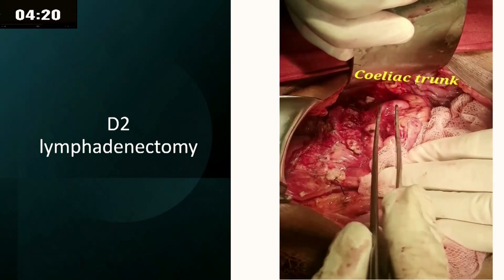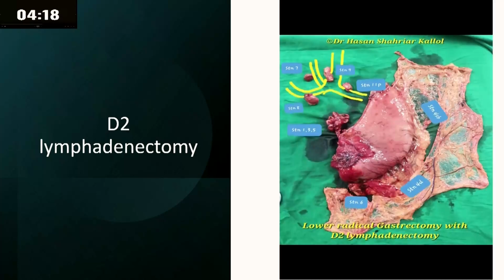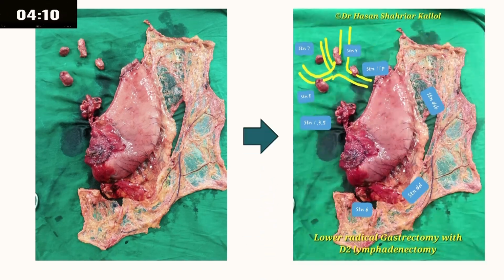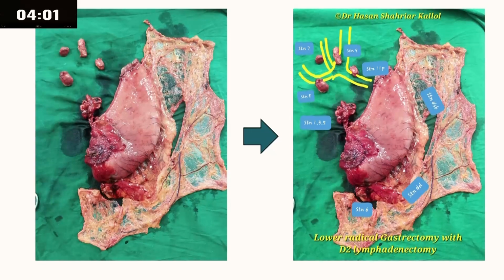This is the celiac trunk. And this is a specimen. So this is a specimen of lower radical gastrectomy, and here, after clearing the blood vessels, you can see all the lymph nodes in station 1, 3, 5, station 11P, station 7, 8, and 9, station 6, 4D.